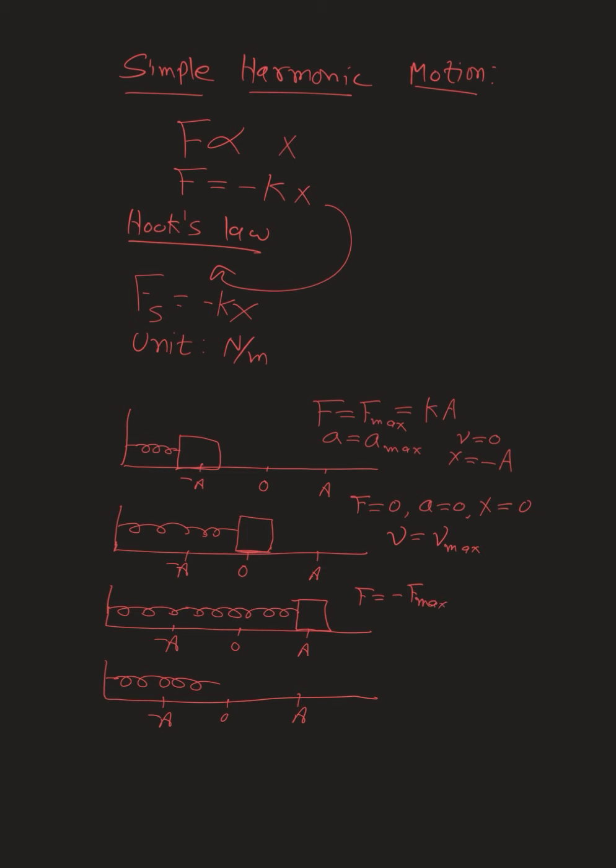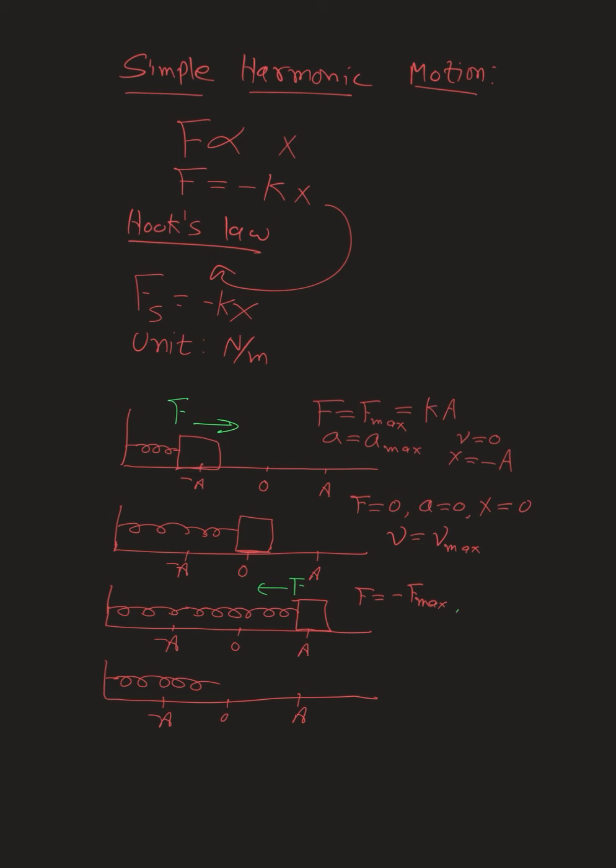So here's the restoring force. If I draw it with a different color marker in the first diagram, the restoring force is pointing that way because the spring wants to come back to its original position. Here the force is experiencing in this direction because it wants to go back to its original position. True? So that's why we can consider that F is F maximum.